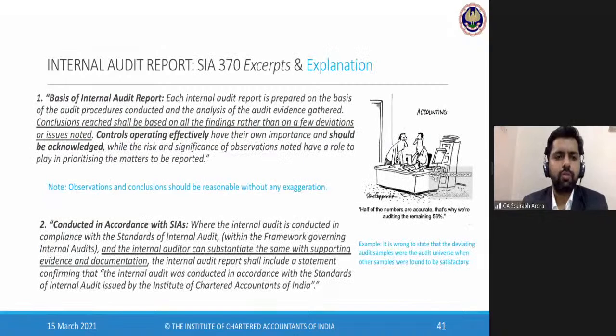So, the basis of the internal audit report. Each internal audit report is prepared on the basis of the audit procedures conducted and analysis of audit evidence gathered.